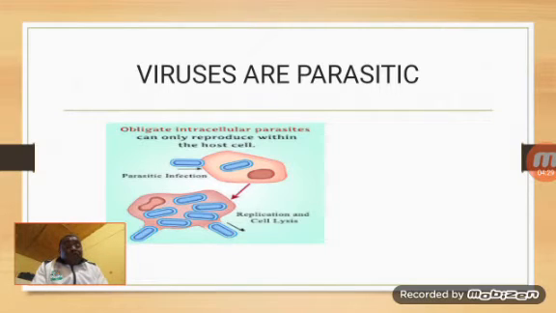So we refer to viruses as being parasitic, unlike bacteria, which have a different relationship with living cells. That relationship can be mutualistic, or we can say they have a mutual relationship with some of the living cells in which they both benefit. But with viruses, it is purely parasitic. They depend on the host cell to reproduce, and in the process they also kill the host cell. That's why we say it is parasitic.